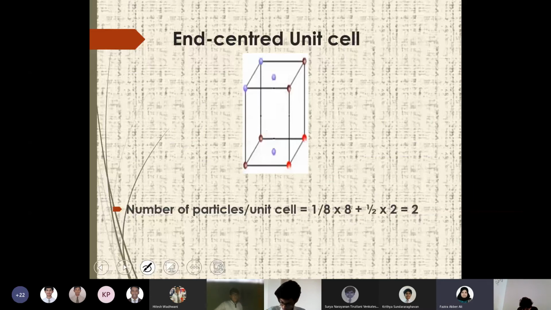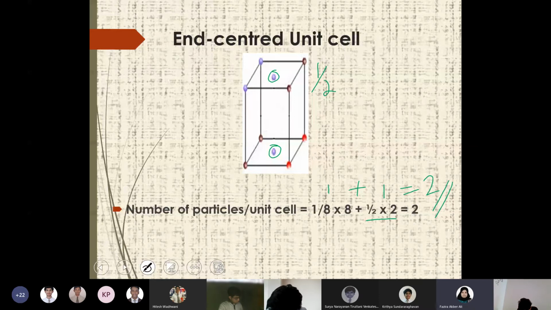End-centered arrangement is a kind of modification of FCC. In FCC, there was a particle at all the faces, but in end-centered, there are particles only at 2 opposing faces, right? So you have 2 particles in the opposing faces other than the corner ones. And as you know, each face is shared between 2 unit cells. So the contribution will be half. So half into 2 will be 1, and this is 1. So 1 plus 1 is equal to 2.